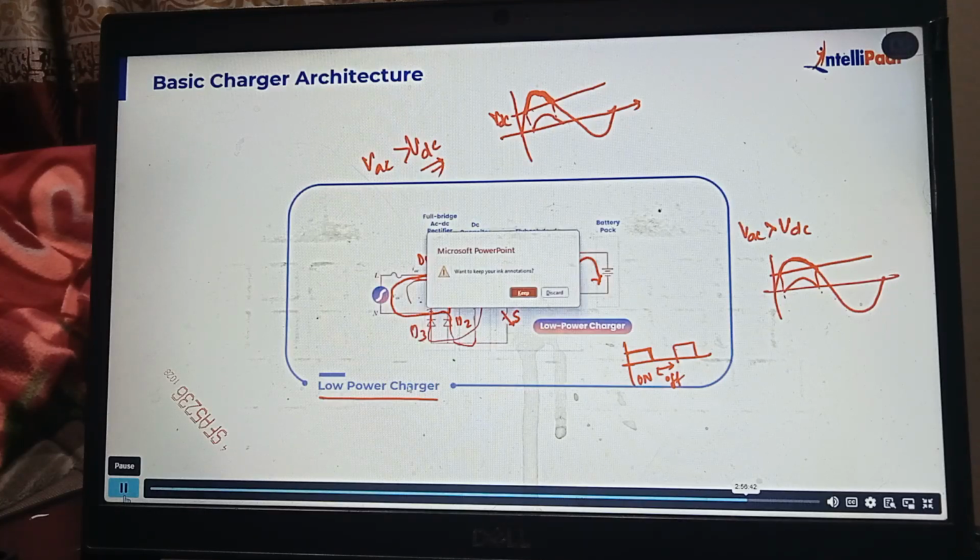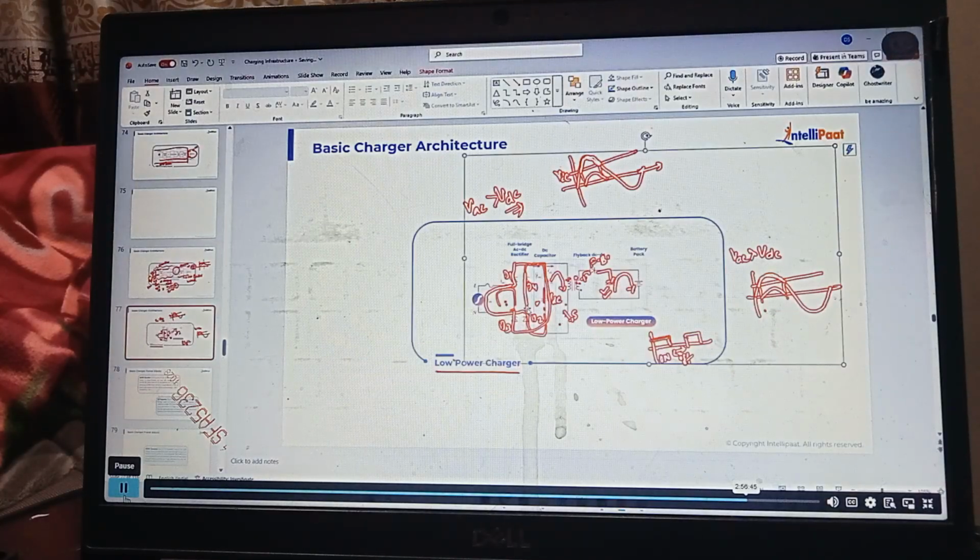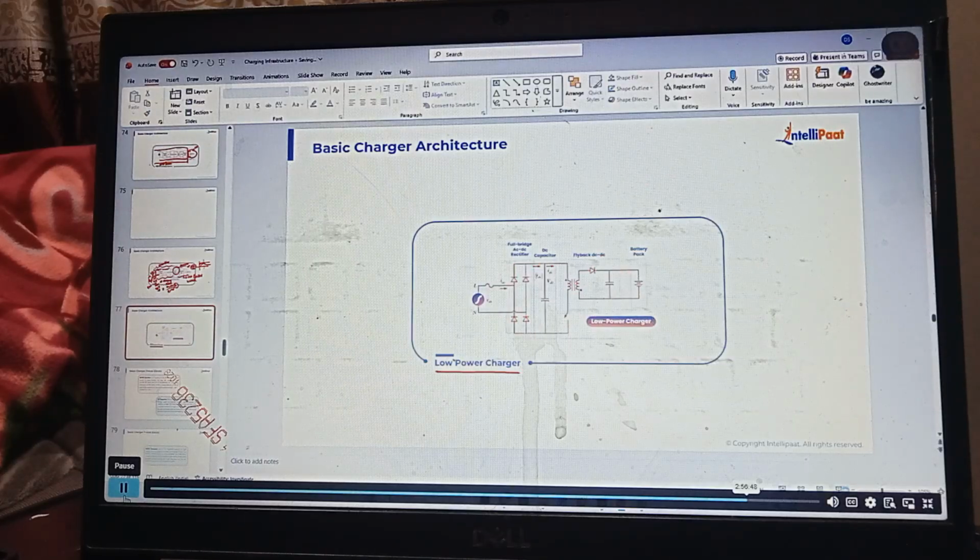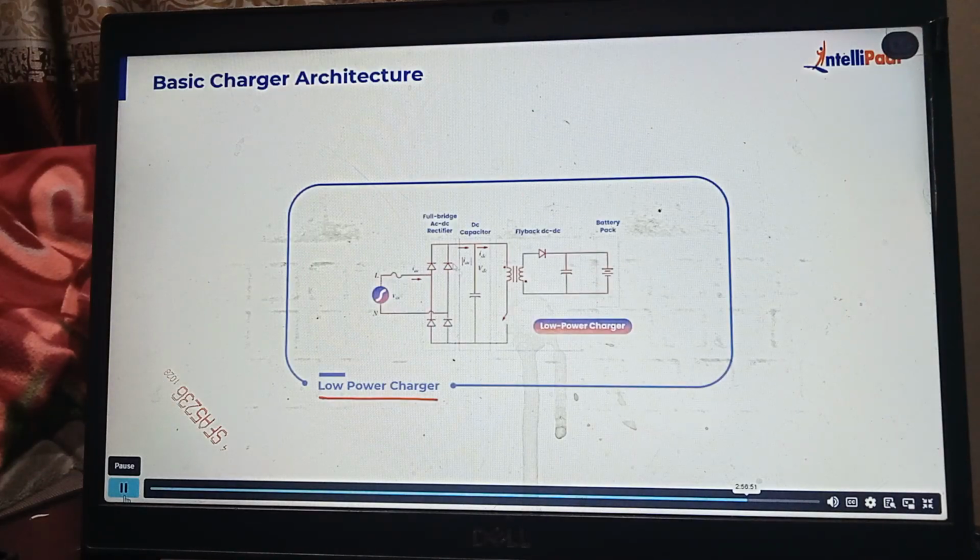Primary side, you look. It is a single phase system where we are using 4 diodes. So it is not a half wave rectifier. Are you able to get it? This is a full wave.